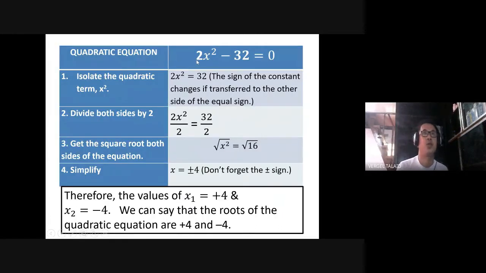Next example, we have 2x squared minus 32 is equal to 0.